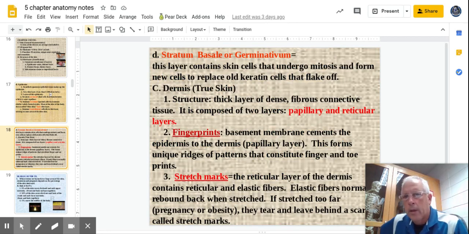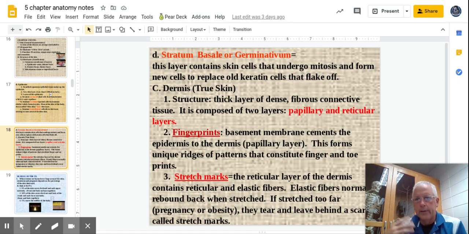germinativum. I like germinativum, I know it's not on your diagram, but to germinate means to be born, and that's where skin cells undergo mitosis. This is where we're replacing ones that flake off the corneum. Very, very important layer. When we talk about burns, which we will when we do our first aid stuff, 3rd degree burns go past this layer.